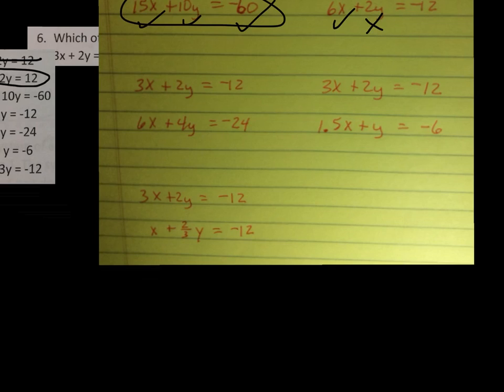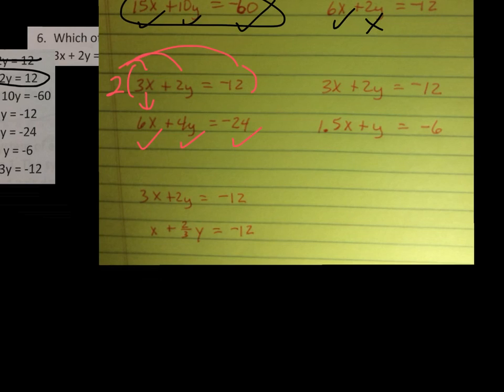All right, let me go ahead and change the color here. All right, now on this one right here, in order to get from 3x to 6x, we need to multiply by 2. 2 times 3x is 6x. 2 times 2y is 4y. And 2 times negative 12 is negative 24. So that is also a solution.